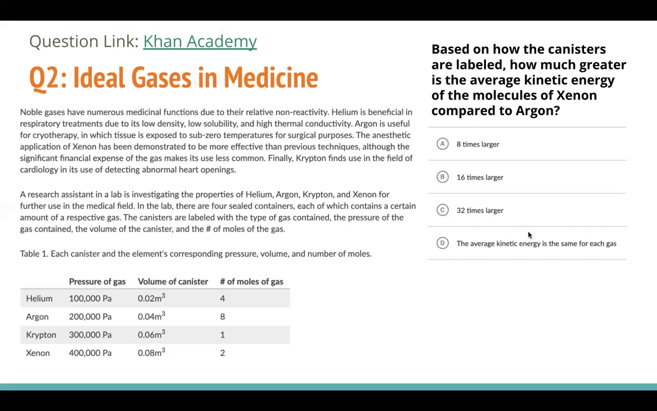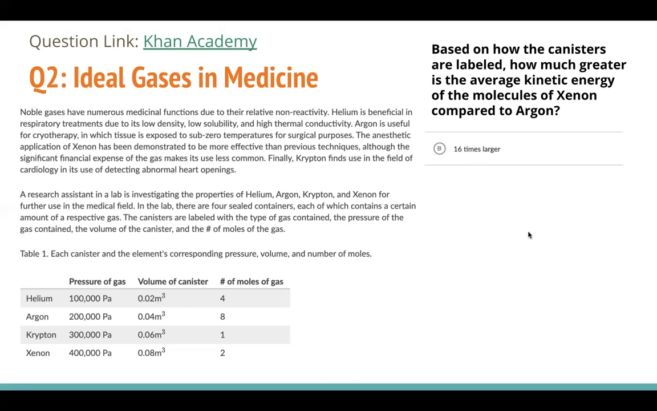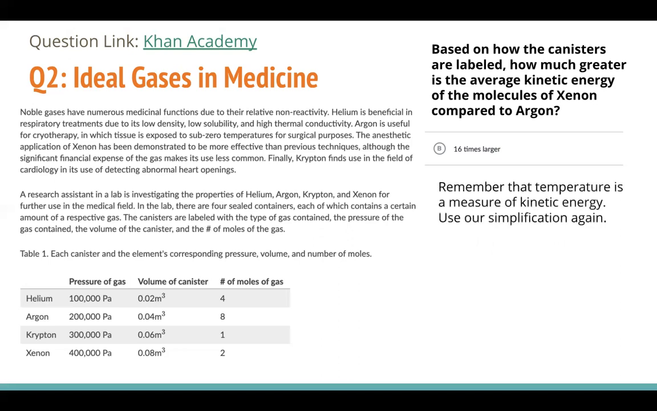Okay, so the answer is 16 times larger, which is B. And so we can just use the same relationship. Temperature is a measure of kinetic energy, so we can again use our simplification. So argon, 2 times 4 equals 8T, so that means T equals 1. Xenon, 4 times 8 equals 2T, therefore T equals 16. And you can see very clearly that T is therefore 16 times larger in xenon than in argon. And because T is a measure of kinetic energy, we can apply that to this question.